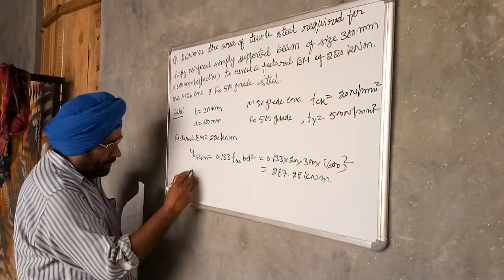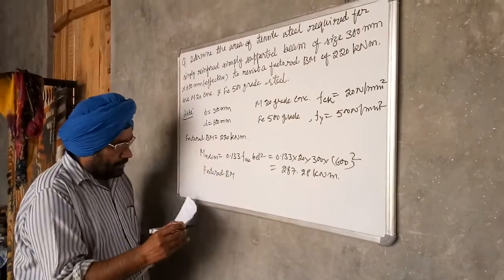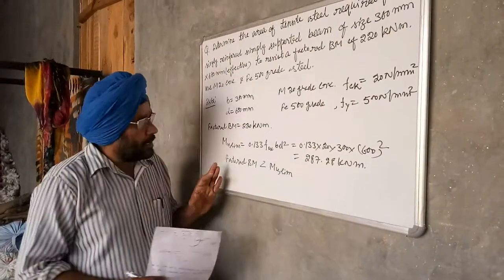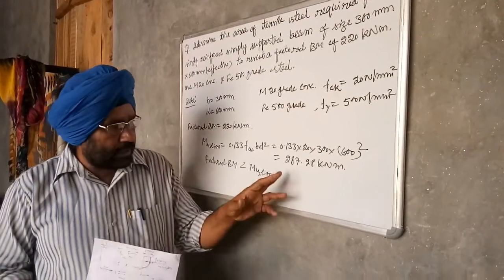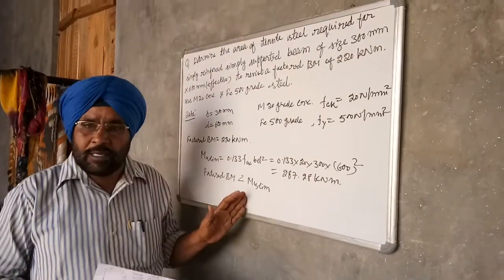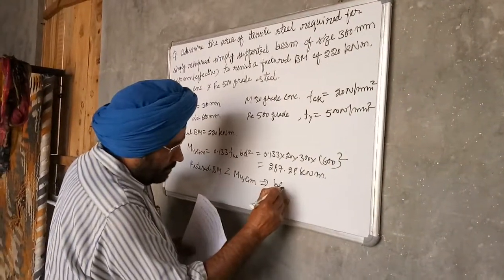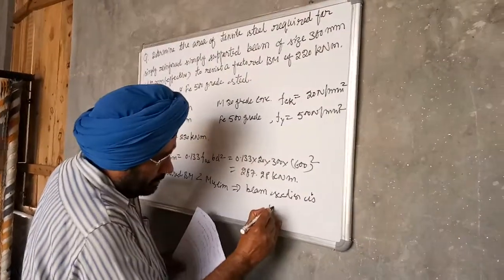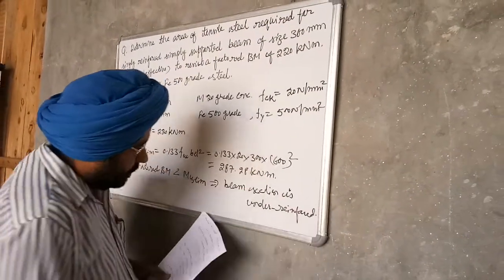Then the factored bending moment, its value is 220 kilonewton meter. So the factored bending moment is less than the limiting moment of resistance of the beam section, because the factored bending moment is 220 kilonewton meter and the limiting moment of resistance is 287.28 kilonewton meter. So it means the beam section is under reinforced.